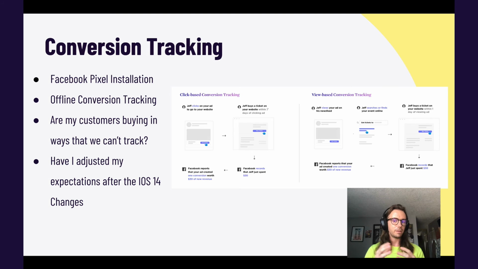And alternatively, there's something called view-based tracking. So simply if I just view your ad as I'm scrolling through Facebook or Instagram, I then maybe Google events near me, make my way to your Eventbrite ticketing page and make that purchase. If I do that within a 1-day period, so a 24-hour window, that purchase would also be recorded.